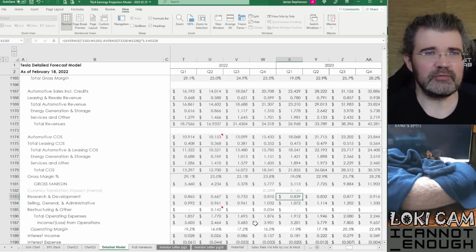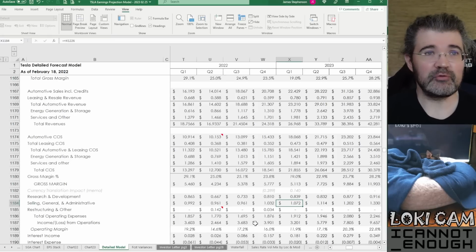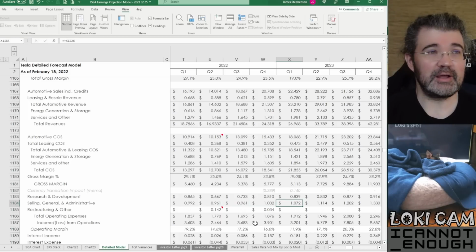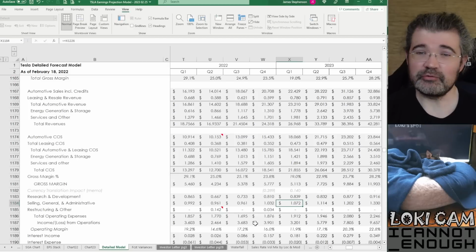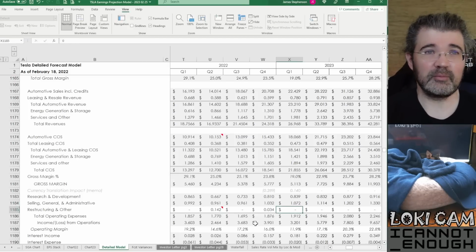Then for research and development, $839 million is my forecast here. That's more than most of the last 4 quarters. $1,072 million of selling, general, and administrative costs. That would be an all-time record high. So those costs continue to rise as Tesla staffs more administrative positions globally.